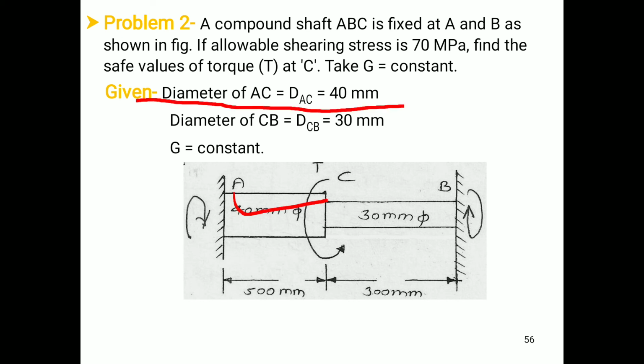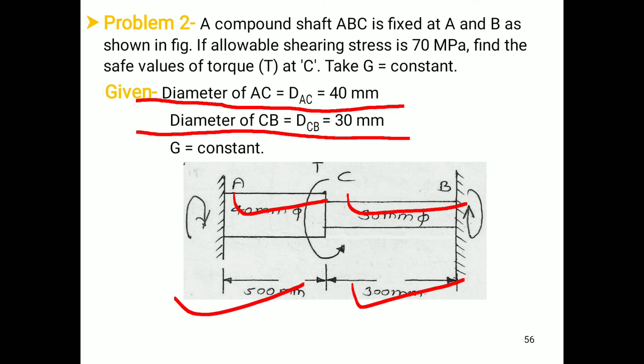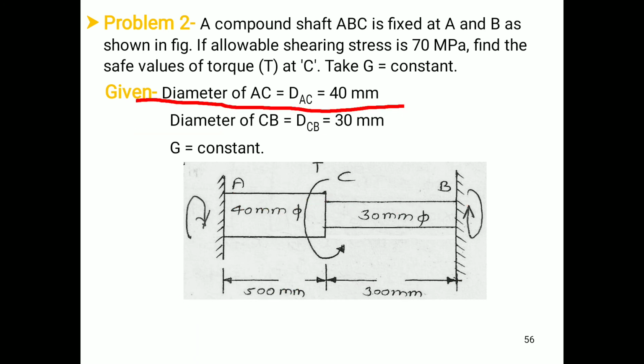So this diameter is 40 mm. The diameter of CB is equal to 30 mm. This diameter is 30 mm. The length of AC is 500 mm and for CB it is 300 mm. Remember that the modulus of rigidity, or shear modulus G, is constant. Okay, so we are going to solve the numerical.